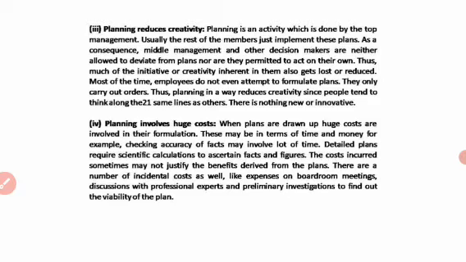Because in a business organization, there may be expenses in terms of time or money. For example, checking the accuracy of facts may involve a lot of time. If a lot of time is to be consumed, it is also one type of expenditure, and the cost incurred to justify the benefits of the plans is one of the demerits.